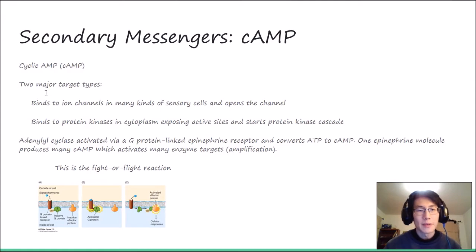Cyclic AMP has two major target types. It binds to ion channels in many kinds of sensory cells, and it opens the channels. It can also bind to protein kinases within the cytoplasm, which exposes active sites and starts protein kinase cascades. So it activates protein kinases.